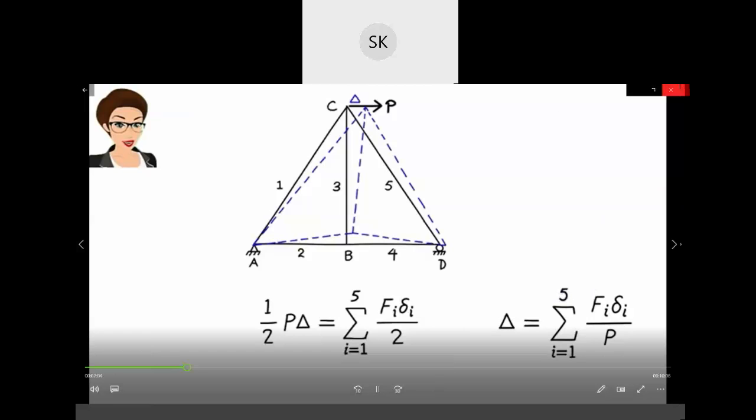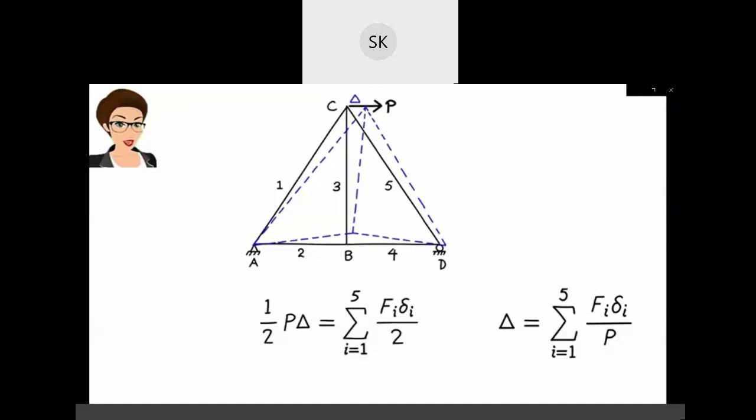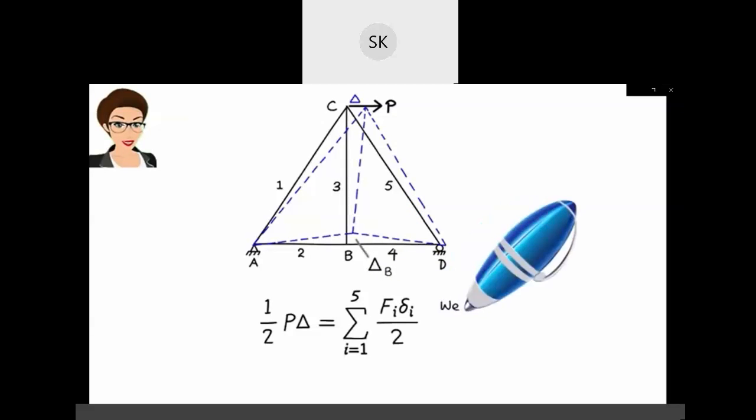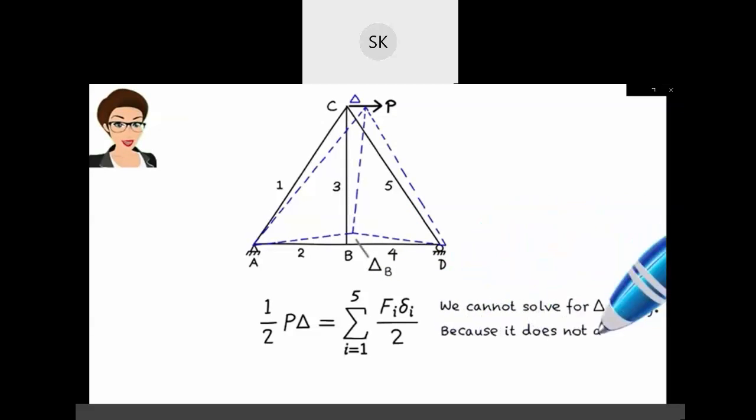Since the truss is statically determinate, we can easily calculate member forces and elongations as was demonstrated in lecture SA 19. But what if we needed to calculate vertical displacement at B? Since delta B does not appear in the work energy equation, we cannot solve for it using the work energy principle. We need to use a more general method, like the virtual work method, to accomplish this.